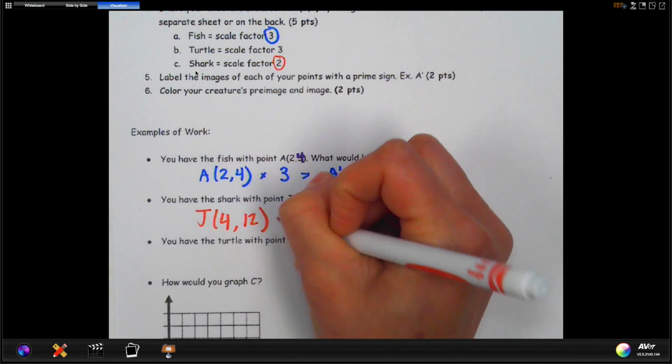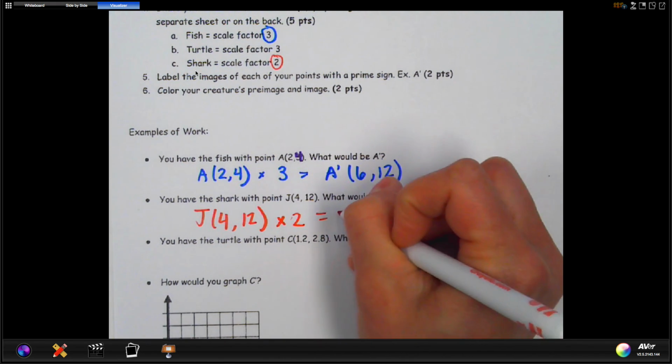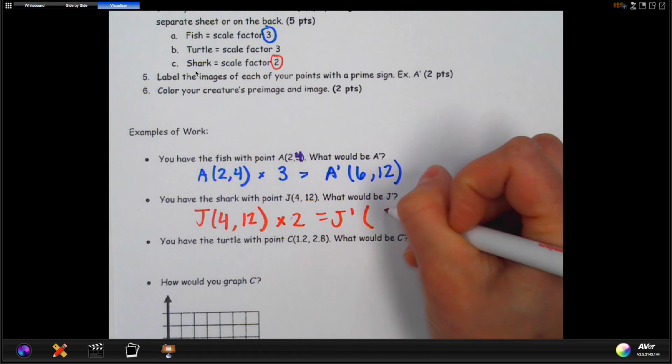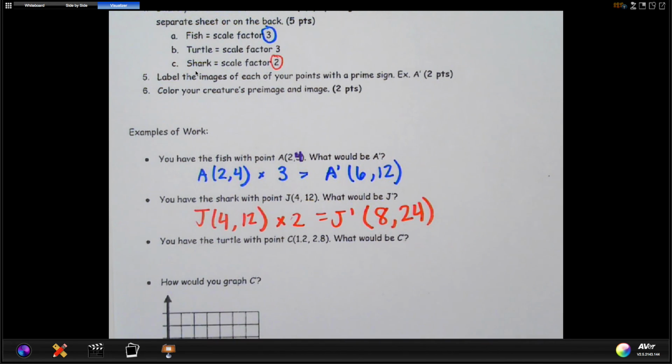This time you would multiply by a different scale factor, multiply by 2. So J prime would be 8, 24. And you're going to start getting some big numbers no matter what creature you've chosen, because we're dilating by scale factors larger than 1. It's going to make our creatures bigger.